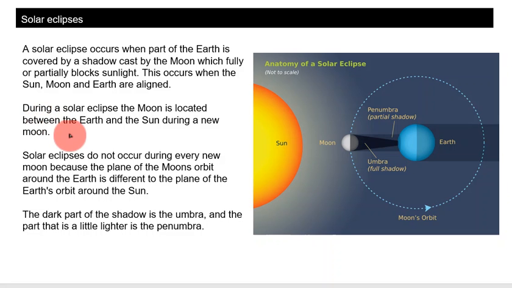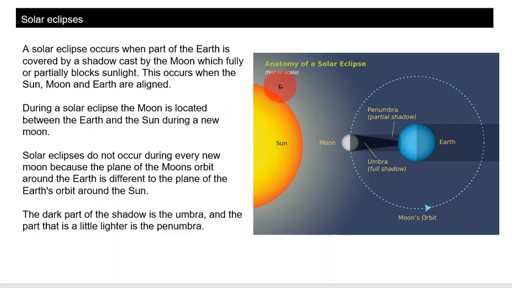So during a solar eclipse, the Moon is located between the Earth and the Sun during a new moon. Solar eclipses do not occur during every new moon because the plane of the Moon's orbit around the Earth is different to the plane of the Earth's orbit around the Sun. The dark part of the shadow is the umbra, and the part that is a little lighter is called the penumbra.